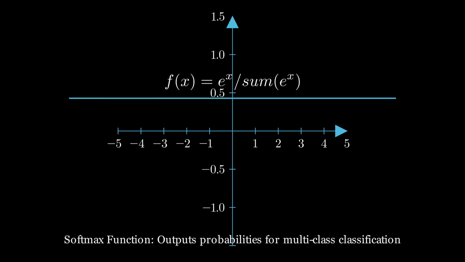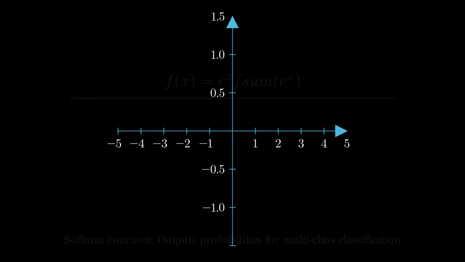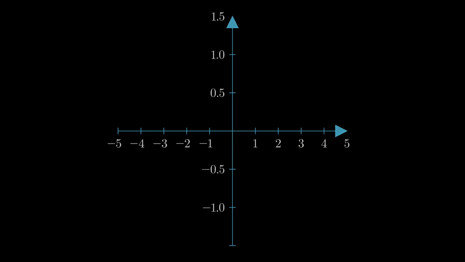Softmax function. The softmax function is used at the end of a neural network to turn the output scores into probabilities. This helps in deciding which class an input belongs to, especially when there are multiple classes. The output values are between 0 and 1, and all probabilities add up to 1.